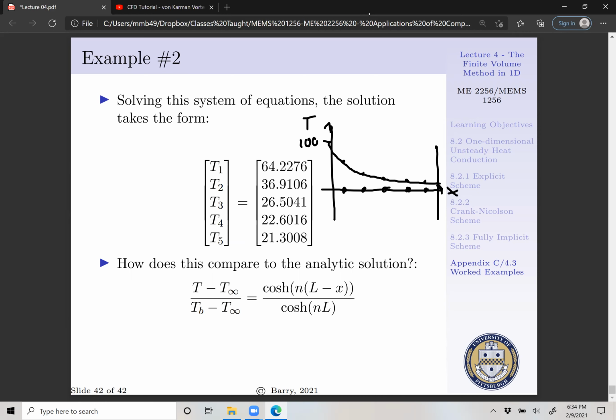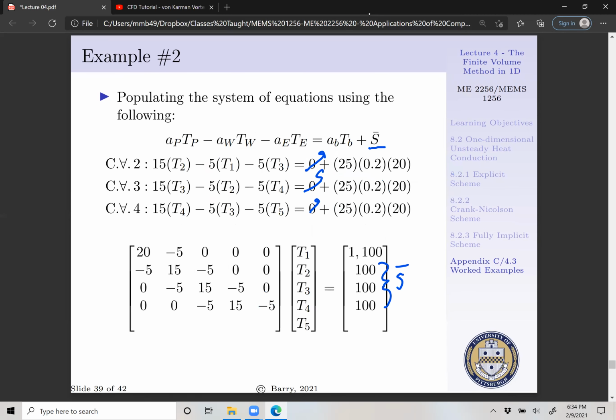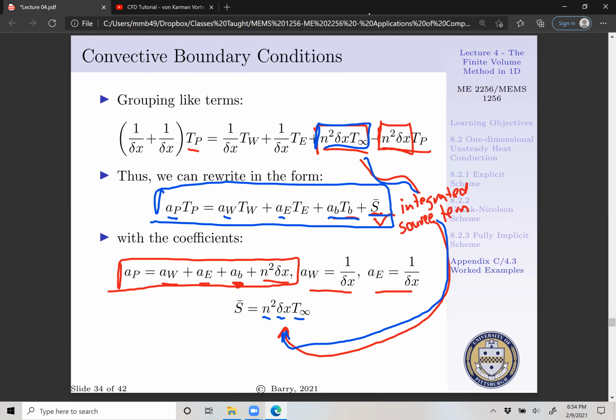And you can compare that to the analytic solution, where you could solve for T. And this requires the use of the hyperbolic cosine, which is common in heat transfer. But that's neither here nor there. What's really cool is our source terms, if we jump back, can act as a universal boundary condition to that cell. So source terms are super, super powerful, and they're so easy to incorporate within the finite volume method.